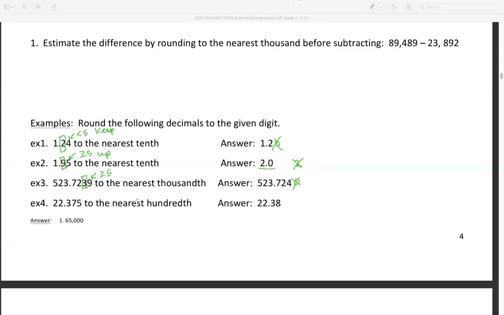All right, this one to the hundredths, that would be right here. And the number to the right is greater than or equal to 5, so we're going to round up to 22.38.